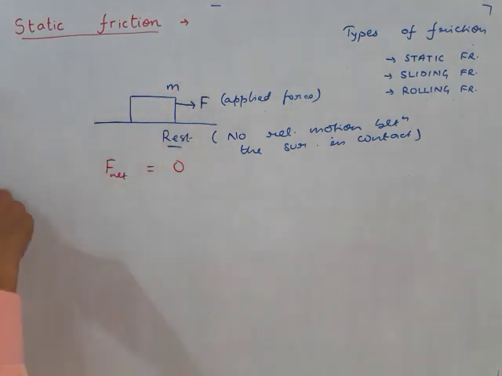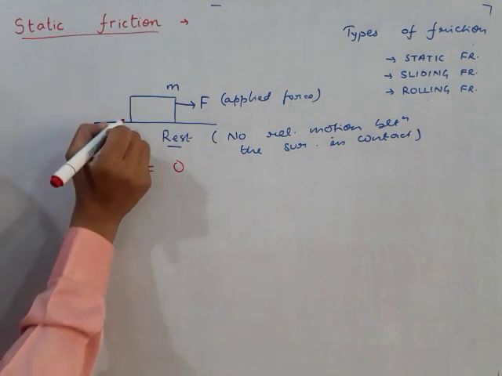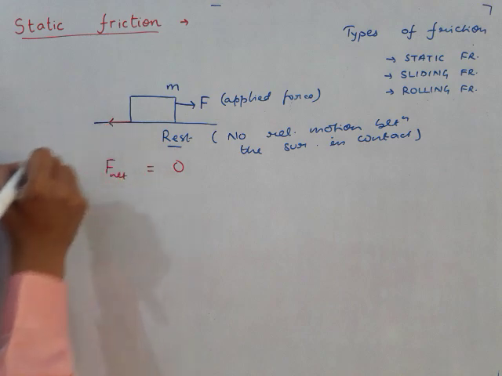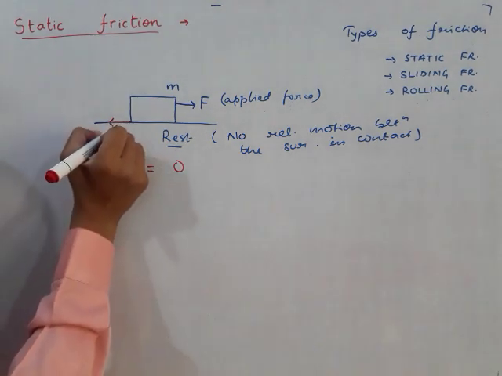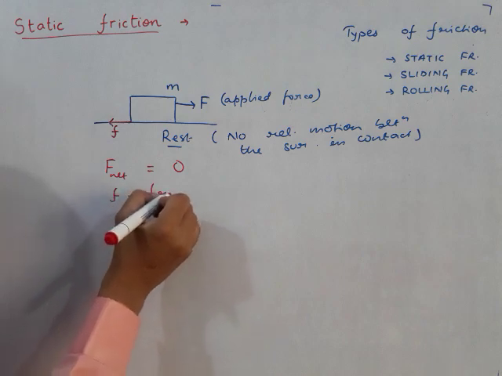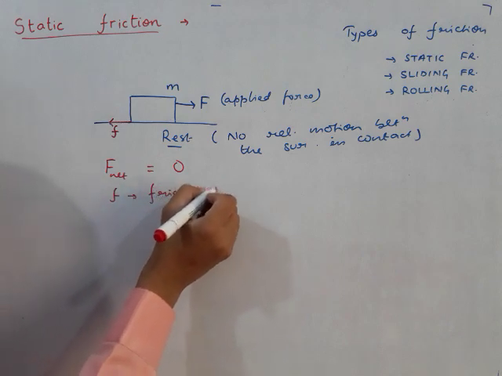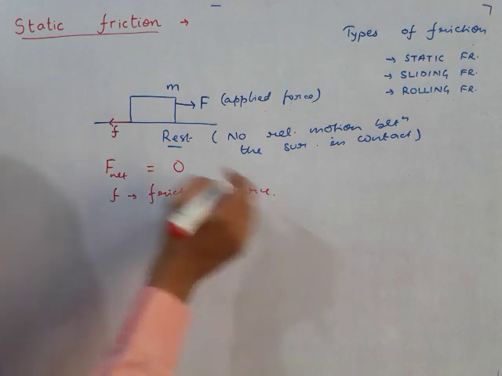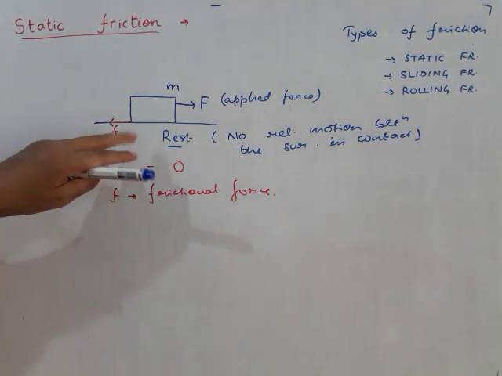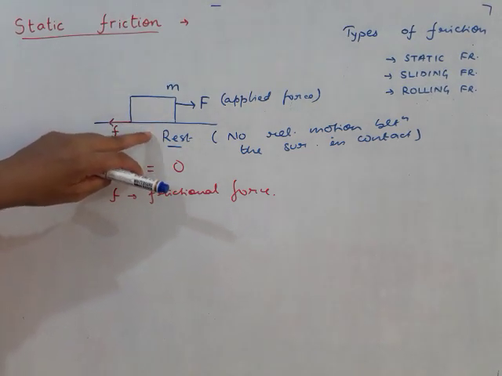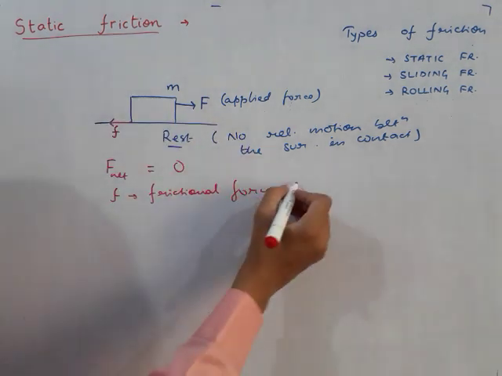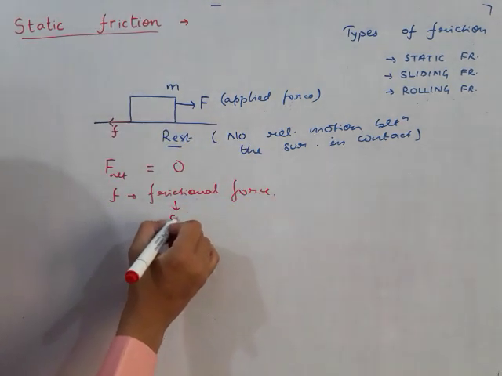There is one force towards right, that is capital F. So there must be one force towards left, and that force, you know, is nothing but the force of friction. That we denote by small f. Small f is the frictional force. Since this frictional force operates between these two surfaces when they are at rest relative to one another, that's why this kind of frictional force is called static friction.